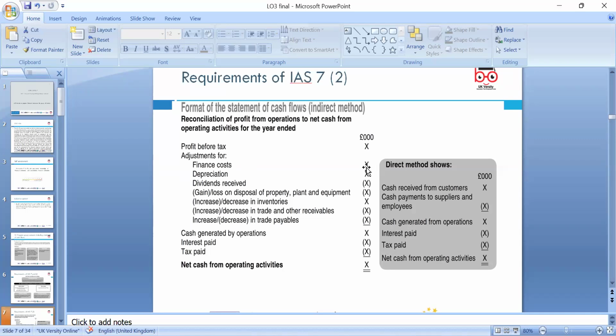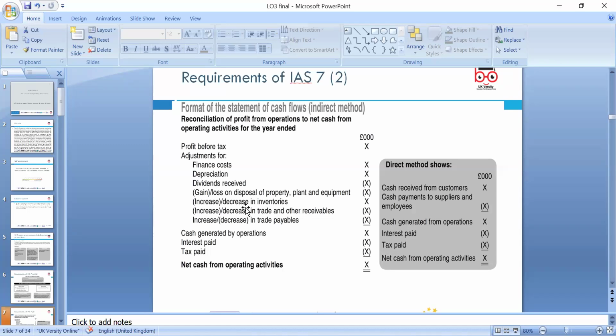In the first place you subtracted it in the statement of comprehensive income. Dividend received you put as other income, but we minus it because it does not come under the operating activity. The gain or loss on disposal of property, plant and equipment: in the first place, if it is a gain, you add it as other profit, but now we do minus because it becomes a zero effect, because the gain comes under the investing activity.